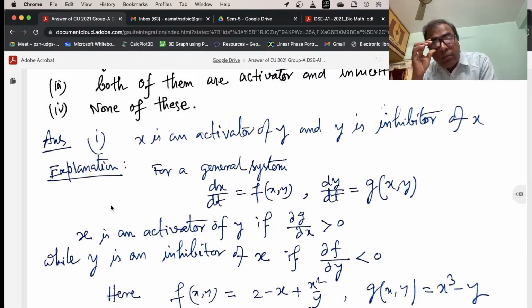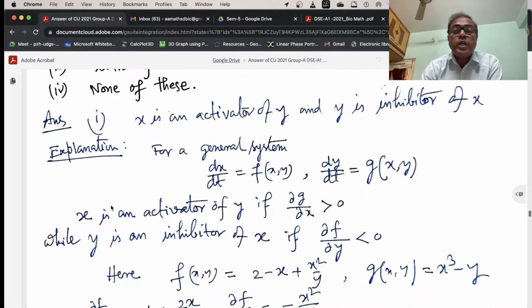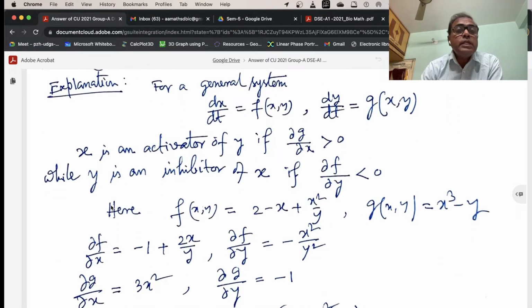Because we know for a general system dx/dt = f(x,y) and dy/dt = g(x,y), X is an activator of Y if ∂G/∂X is positive, and Y is an inhibitor of X if ∂F/∂Y is negative.